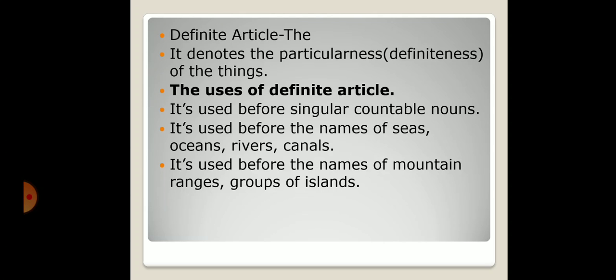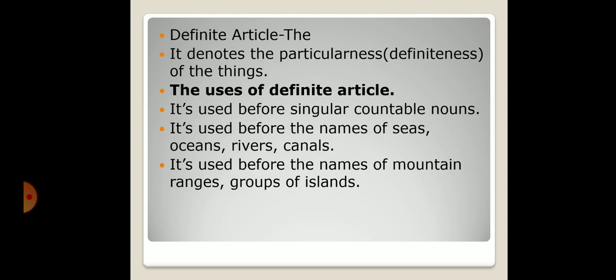Next point is it is used before the names of mountain ranges. Not for a single mountain here. Mountain range. Range means there must be a group there. Before the names of groups of mountains. For example, the Himalayas, the Vindhya mountains there.